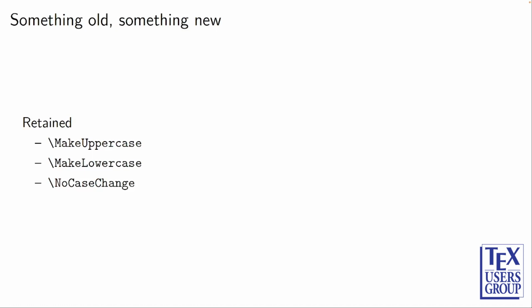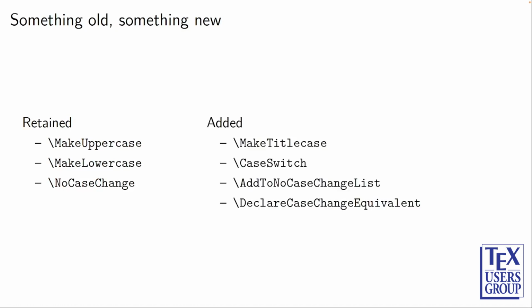We've taken \NoCaseChange and we have moved that from textcase into the kernel. So that becomes a kernel command and it will apply in the same way as the textcase package used to. So what we have done is we've brought those functionalities of the textcase package into \MakeUppercase and \MakeLowercase. And then what have we added?